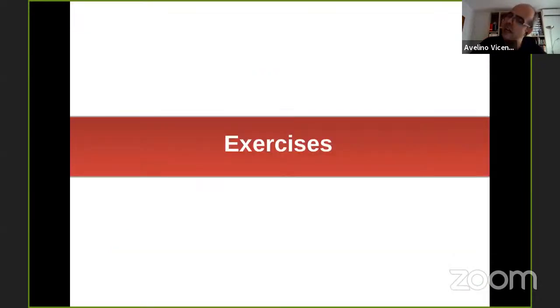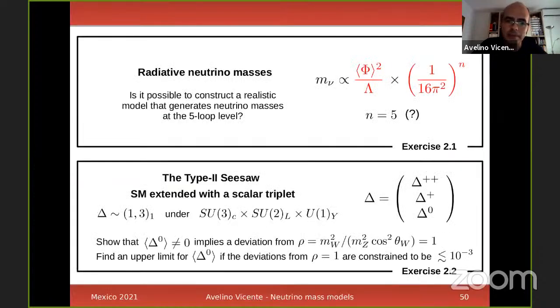And before I conclude, again, exercises like yesterday for those who are interested and want to practice a little bit. This time I have two. I mentioned in my lecture that there are models that are known in the literature up to loop order 4. So neutrino mass is induced at the 4 loop order, but there is no model at 5 loops. So is it possible to construct a realistic model that generates neutrino masses at the 5 loop order? So this is the first exercise for you to think a little bit.